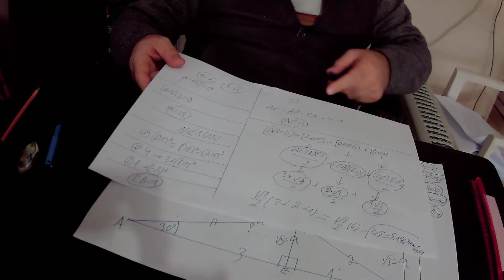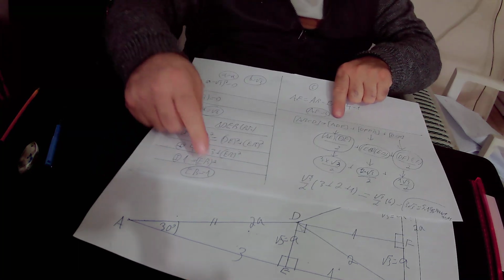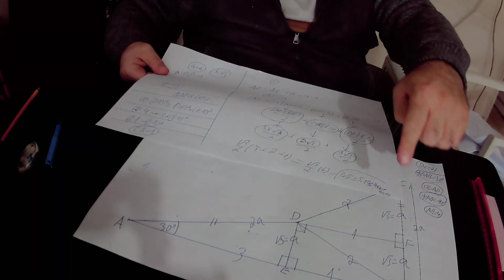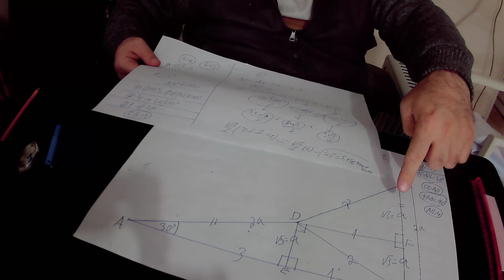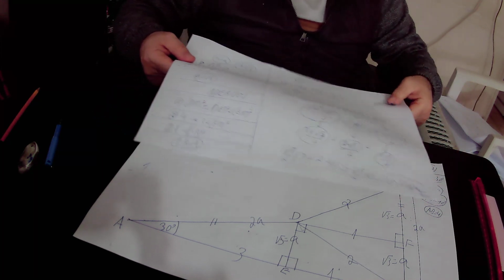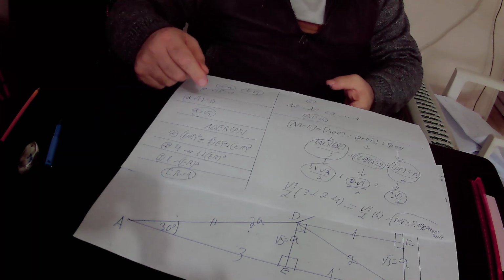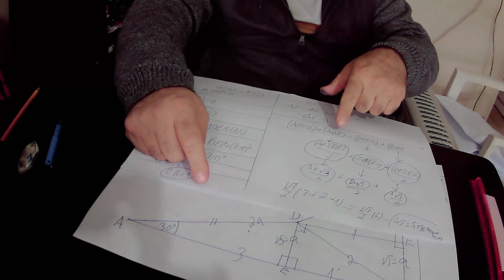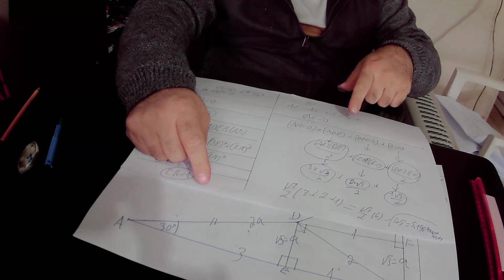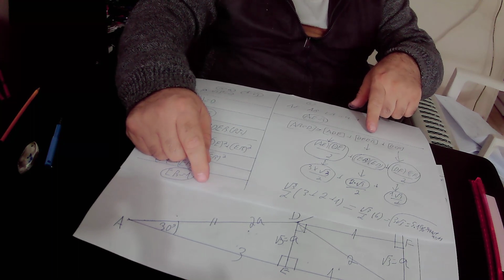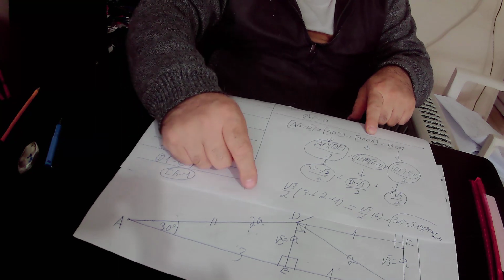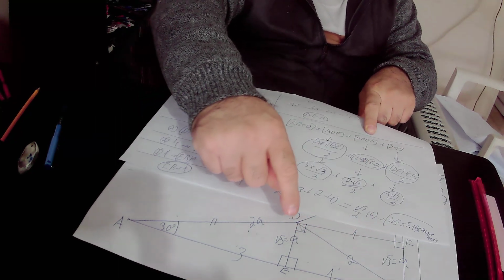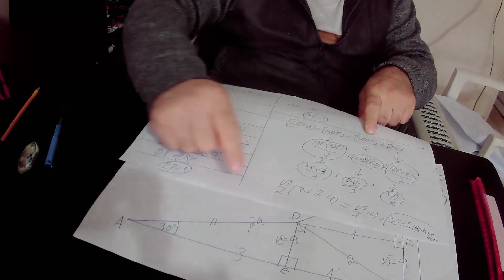Then the area of quadrilateral ABCD equals the area of the right triangle ADE, plus the area of rectangle DFEB, plus the area of the right triangle DCF. And the area of the right triangle ADE is the base of the triangle, that is AE, times the height, that is DE, over 2. The area of rectangle DFEB equals the width times the length. The width is EB and the length is DE. So it is EB times DE.